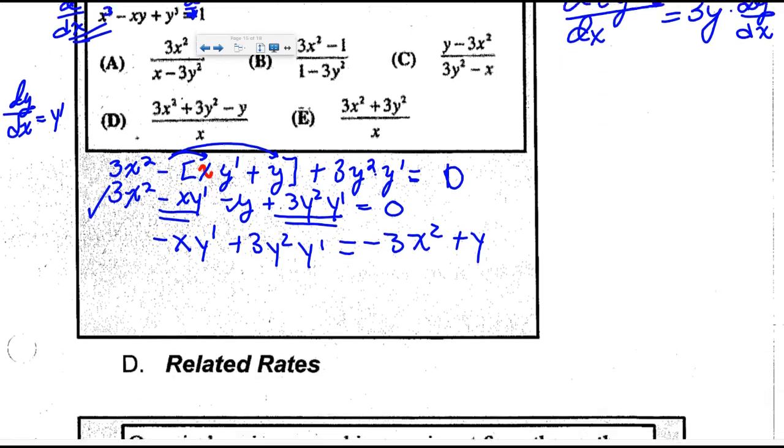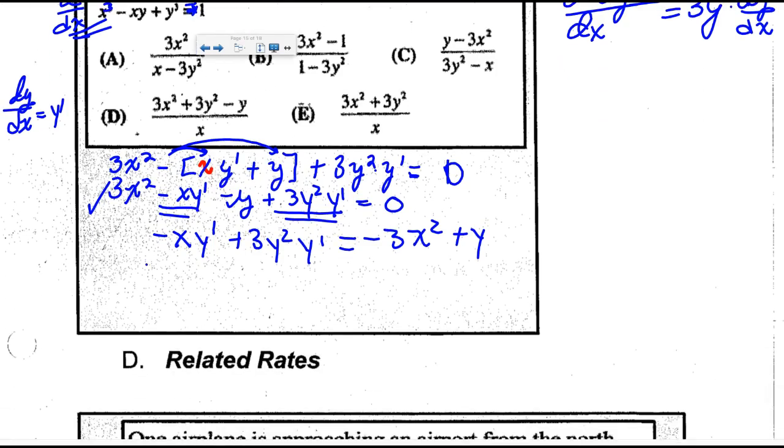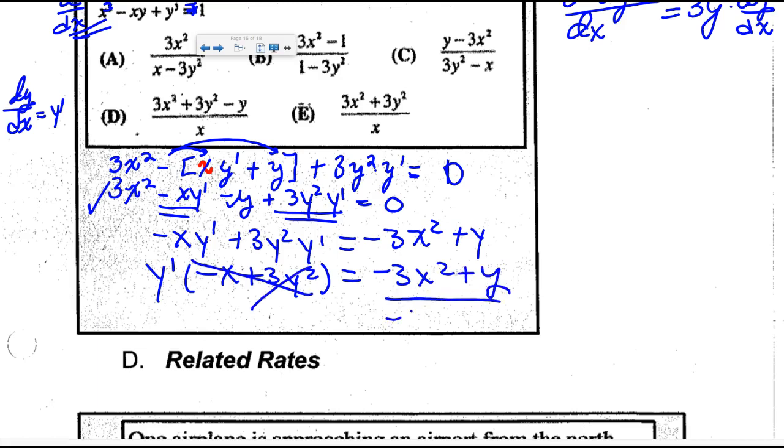The reason we isolate those terms with y prime over on the left is so that we can factor it out. And then once it's factored out, we can divide by it. So now when I go up, I'm going to see if I have this or some version of it. So on the top, I have a negative 3x squared plus y. That's this guy in reverse. I also have a negative x plus 3y squared. That's this guy in reverse. So the answer to that is C.